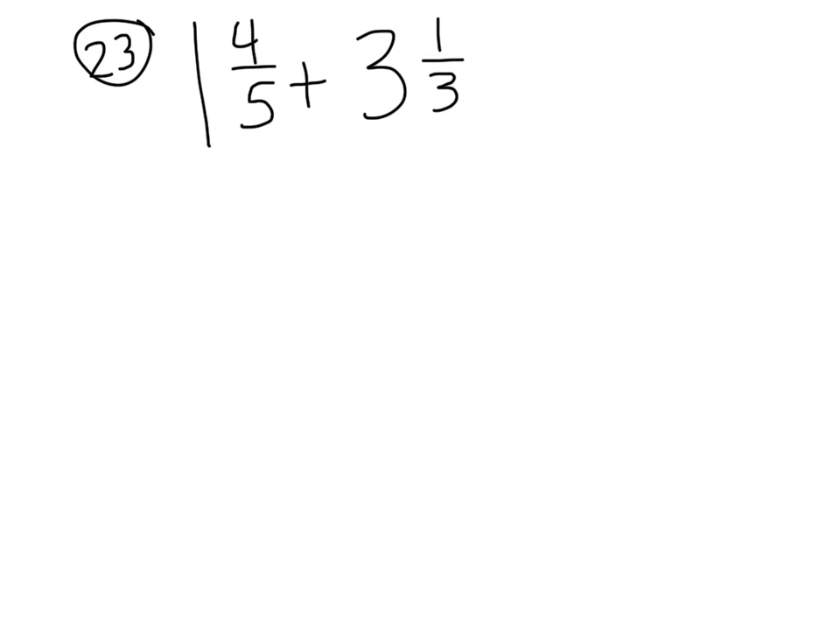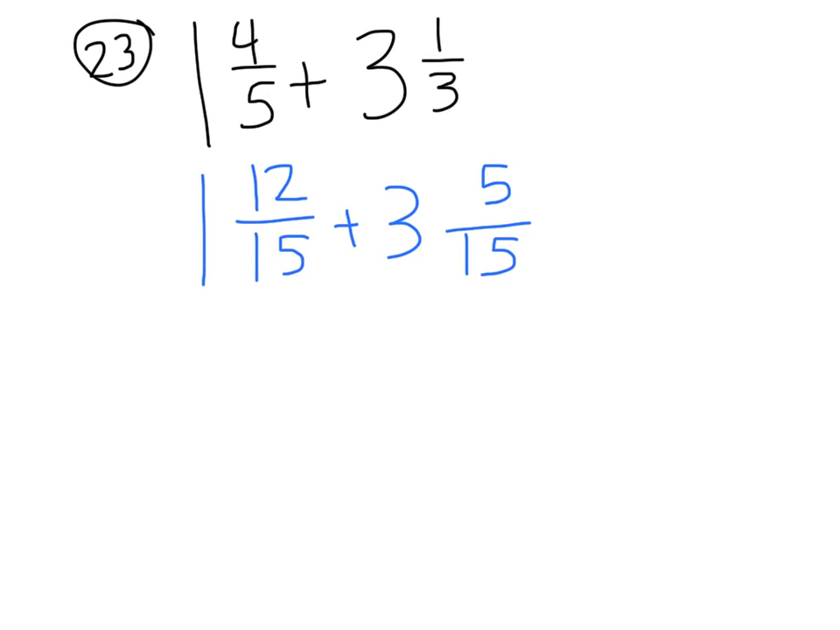Number 23, 1 and 4/5 plus 3 and 1/3. Rule 1 says get common denominators. So my common denominator is 15. And the first fraction times 3, so 12. The second fraction times 5.